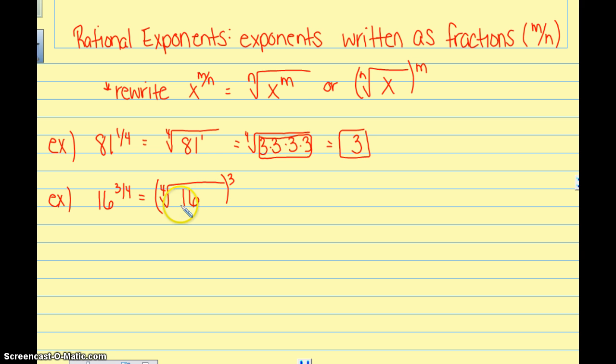So I want to know what 16 breaks down to using prime numbers. Well, 16 is 4 and 4, and 4 is 2 times 2. So I'm going to get this value and then I'm going to cube it. So notice that this tells me I need a group of 4. Well, here is a group of 4 2's. So this answer is 2, and then I need to cube that. So 2 times 2 times 2 is 8.